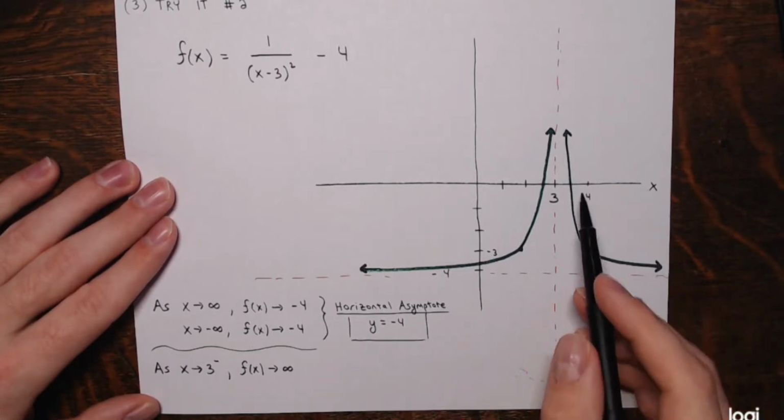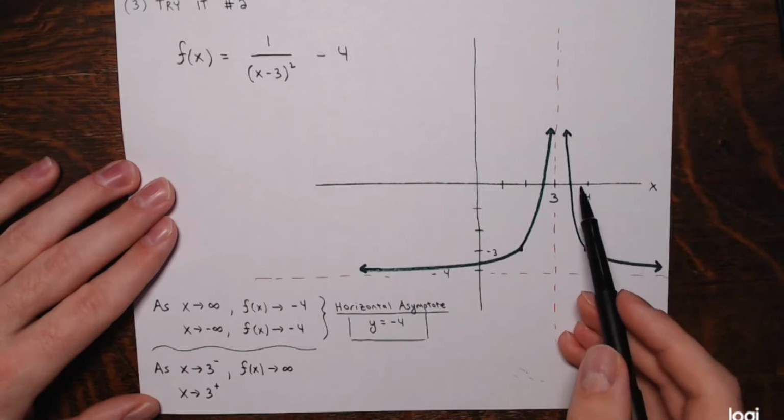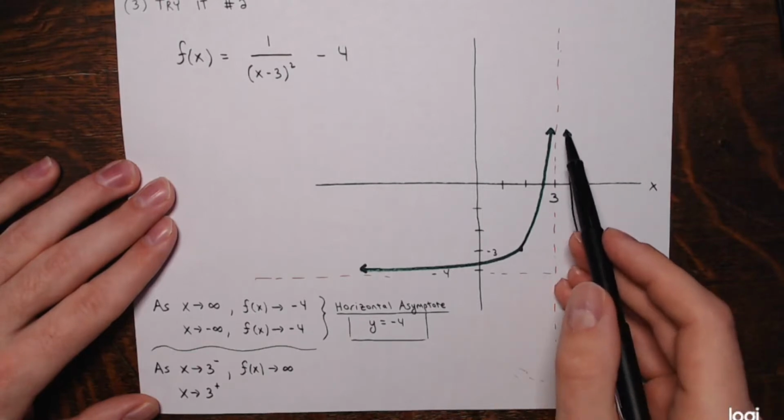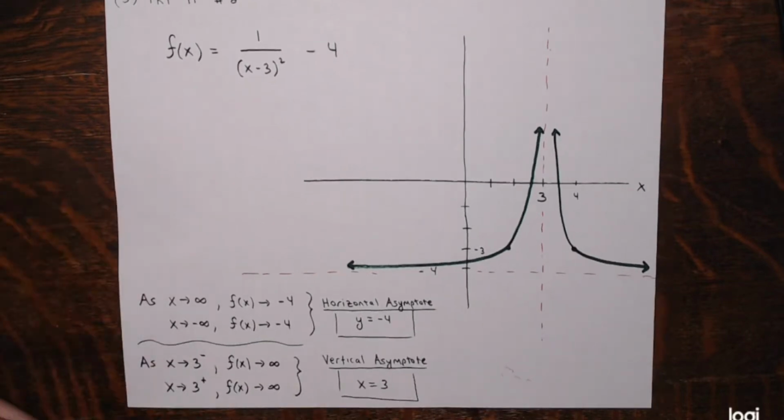And the same thing for the right side. As x approaches 3 from the right, with a little plus sign, so you approach 3 from the right side, the value of the function is going up forever again. So f of x is again approaching infinity. And either one of these tells me that this function has a vertical asymptote at x equals 3. And that's what they wanted from us, to identify the asymptotes. And that's it. That's really it.